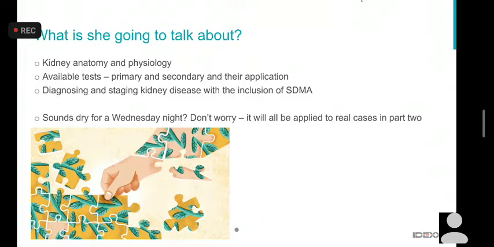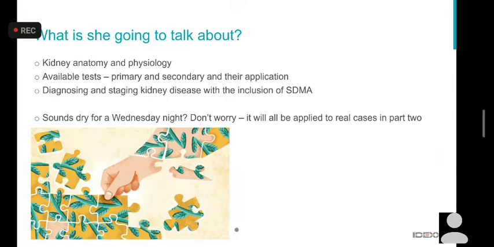And then that leads to the second part, which is what kind of tests we have available when we want to assess kidney health. There are a certain number of primary and secondary tests. And how should I apply them in my clinical practice setup? And then the last part is about diagnosing and staging kidney disease with the inclusion of the IDEXX SDMA in the diagnostic panels. And then I've added this.